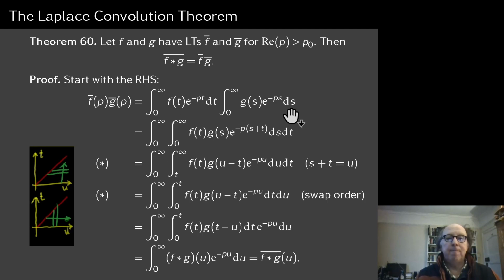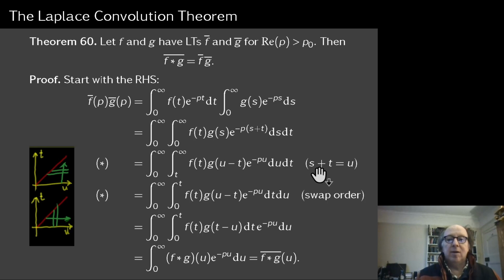This is a double integral, a very simple one because it's separable. Now we have p times s plus t in the exponent from those multiplying each other. Then the key step, the first key step, is I put s plus t equals u. You might be a little uneasy about that because what we're really doing here is changing the variables in a double integral, and you should do that using a Jacobian and all that.